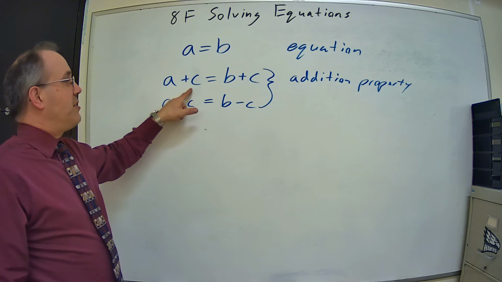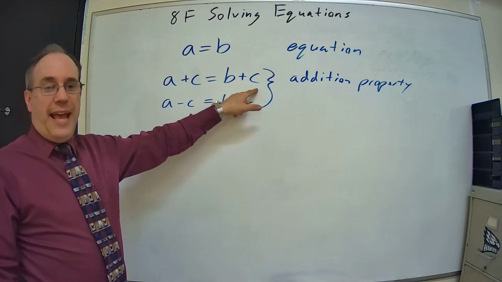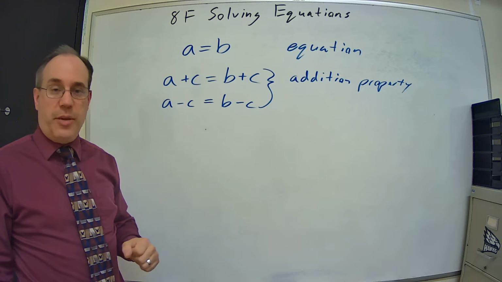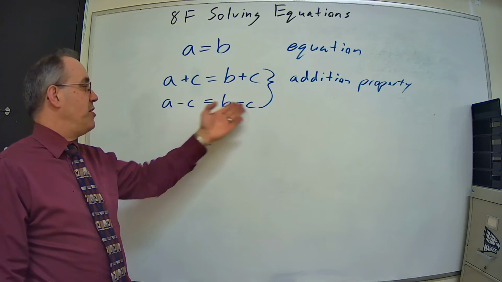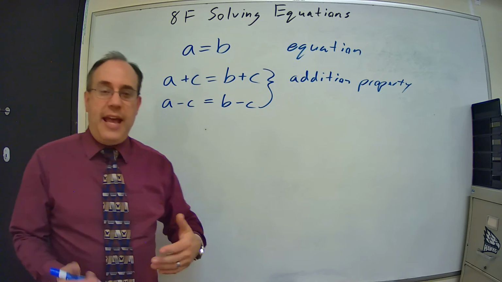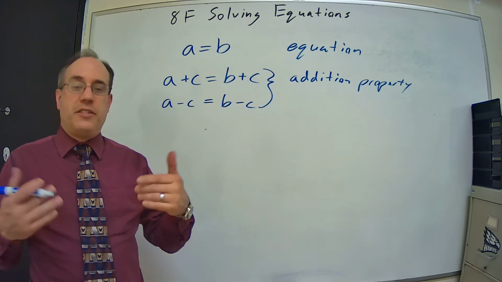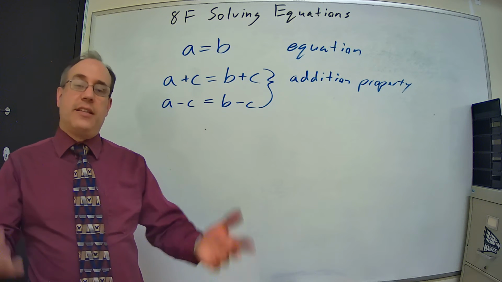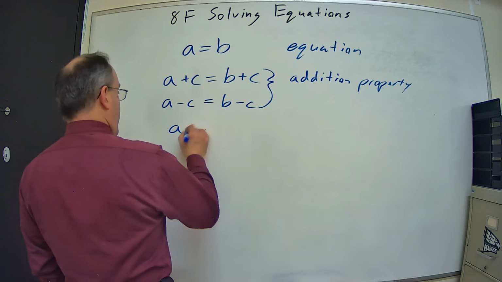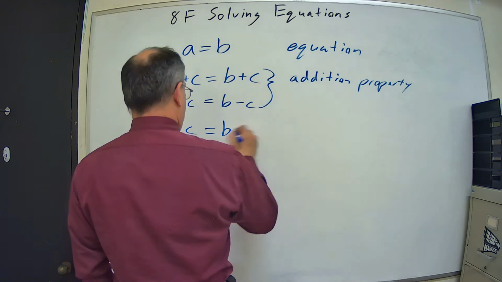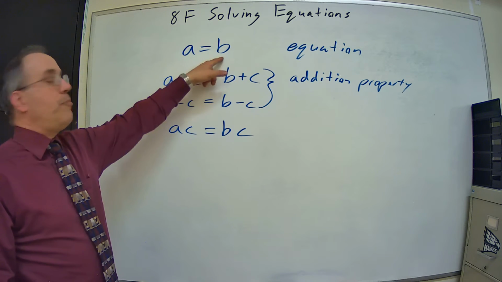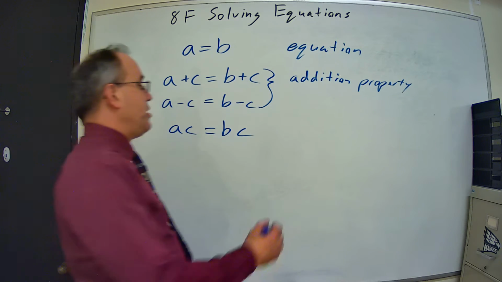So if you add something to one side of the equation, you add the same thing to the other side of the equation, you haven't changed the relationship. If you subtract something from one side and you subtract it from the other, you haven't changed the relationship. So basically, you can have an equivalent equation by adding the same thing to both sides or subtracting the same thing from both sides. You can also do that by multiplying both sides by the same thing. So A times C is equal to B times C if A is equal to B. You multiply both sides, that's the multiplication property.